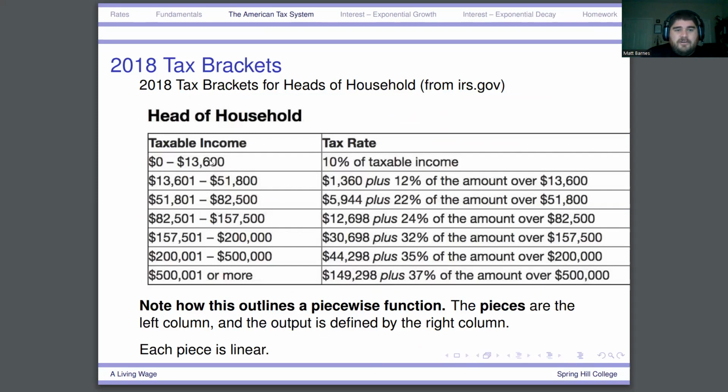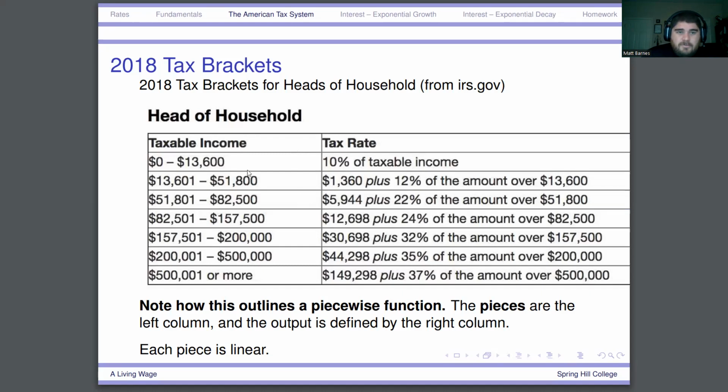If you make $0 up to 13,600, that is 10% of your income gets taxed. Next tax bracket, we go up from 13,601 to 51,800, and now it shifts to 12%. And you can see they've actually done the work here for us in this tax bracket. They said 1,360 plus the amount over this.